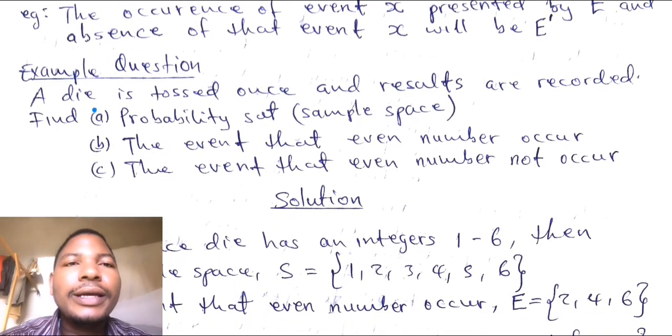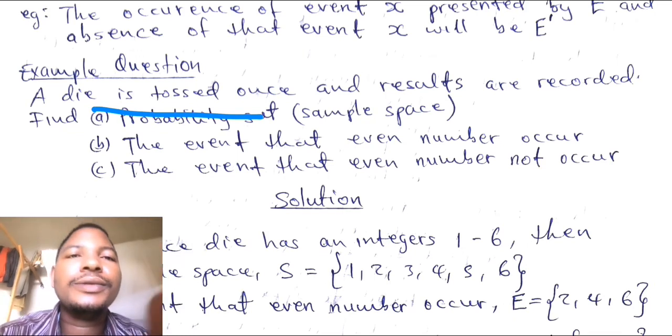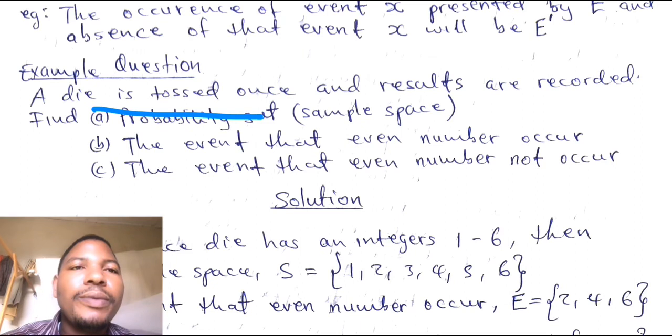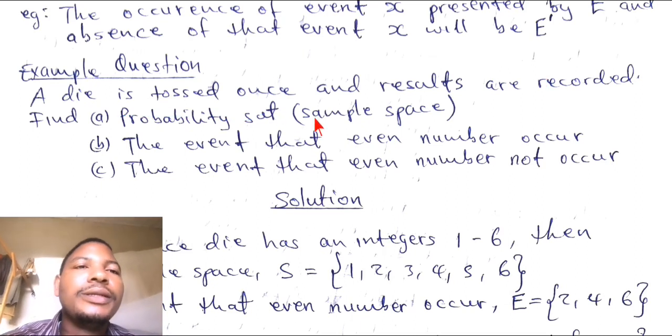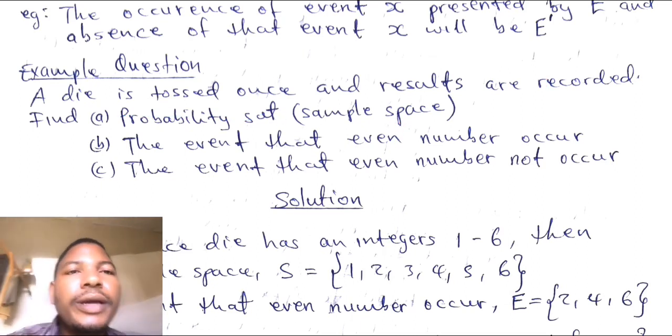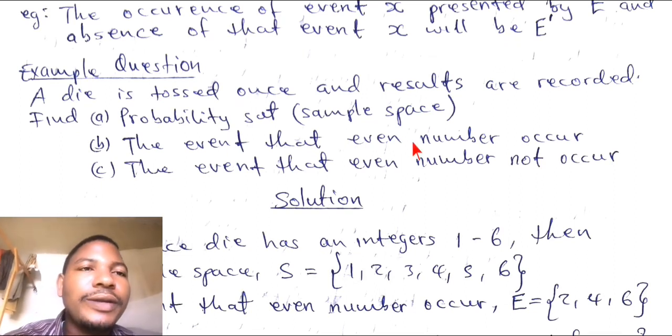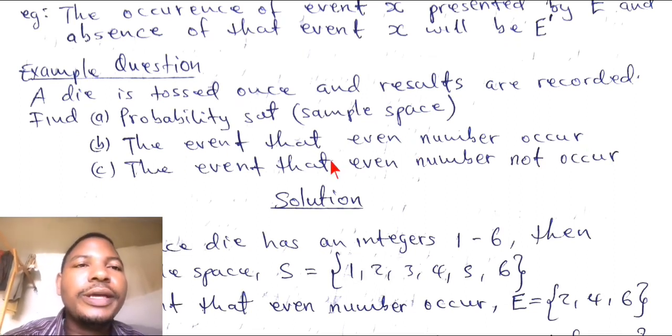Okay, a die is tossed, and the results were recorded. We write the probability set, which is sometimes called the sample space, and also we need to write the events that even number will occur, and also the events that even number not occur.